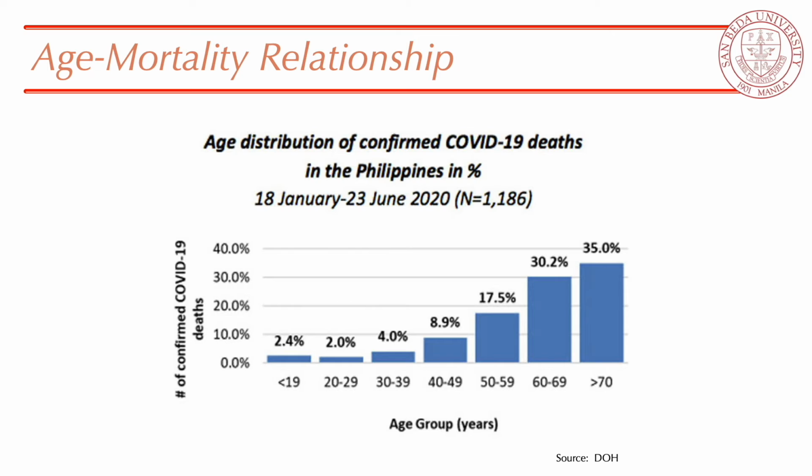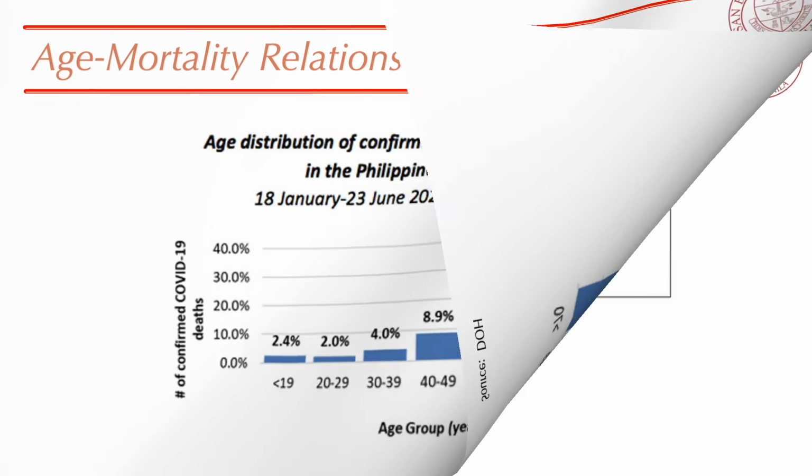Now, here is COVID-19 data, also from the DOH, showing the percentage of deaths according to age group. The greatest risk of severe illness and death from COVID-19 is among those aged above 70, particularly among those aged 85 and older, according to WHO and CDC. Now, there are other factors that can also increase one's risk for severe illness, such as having underlying medical conditions.